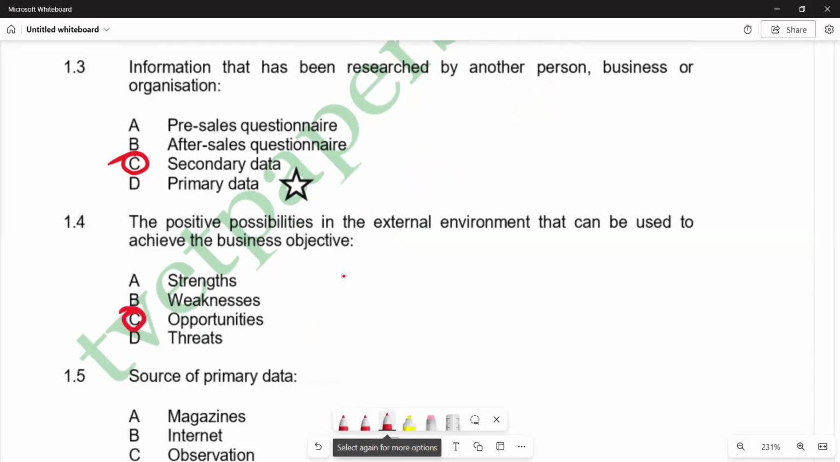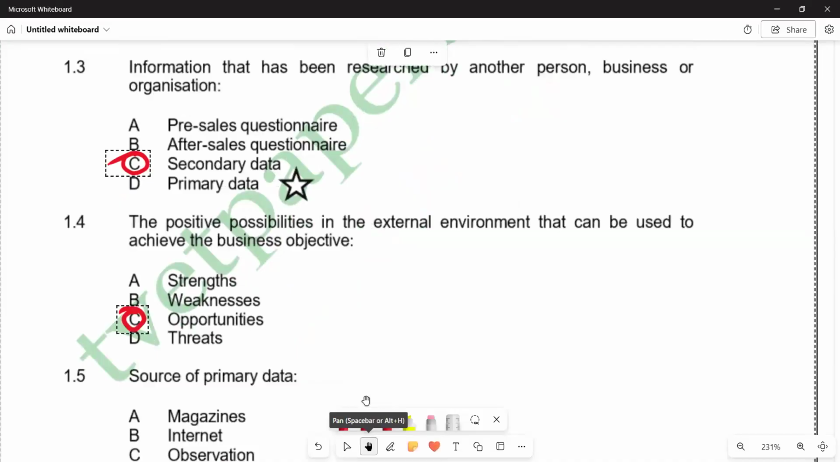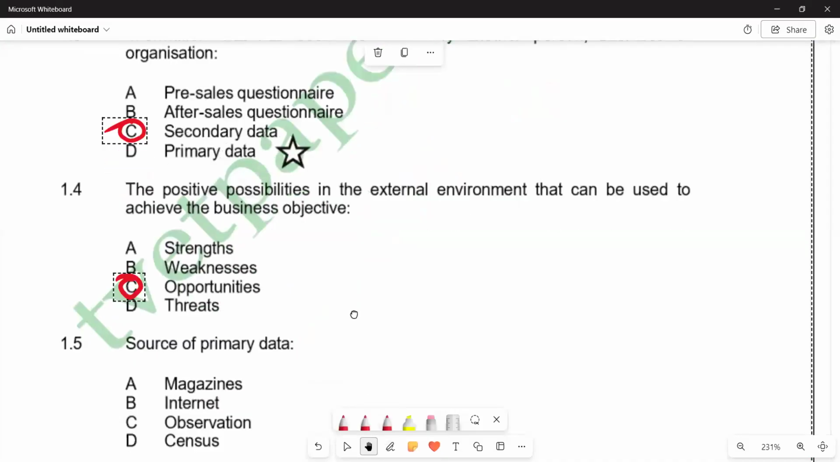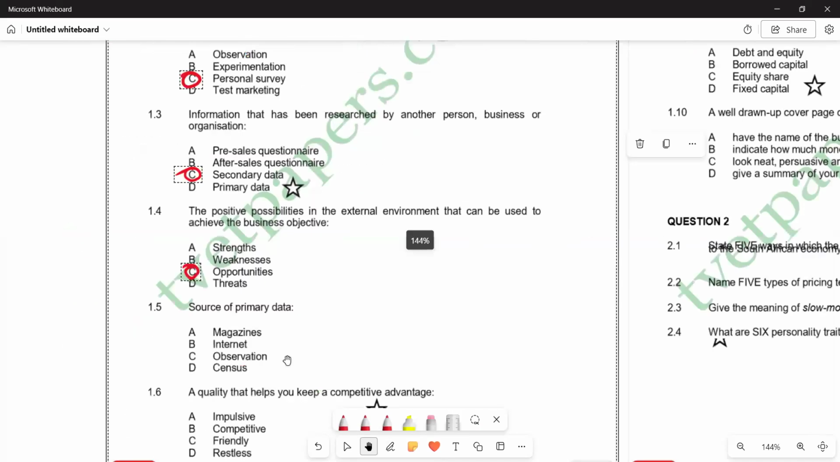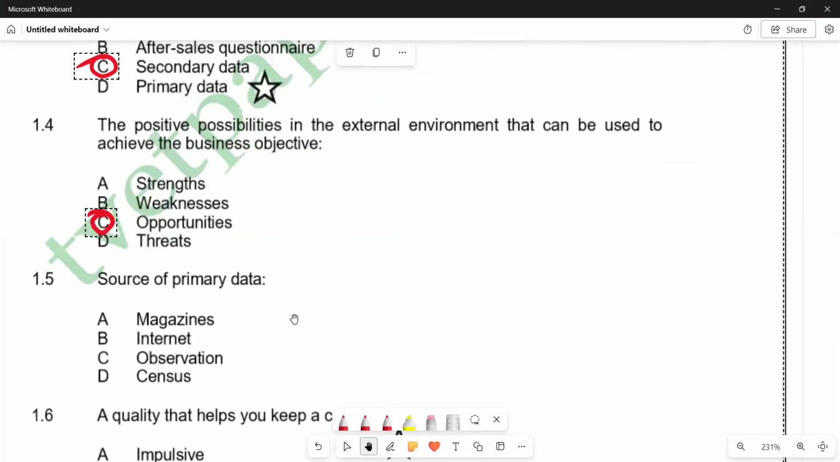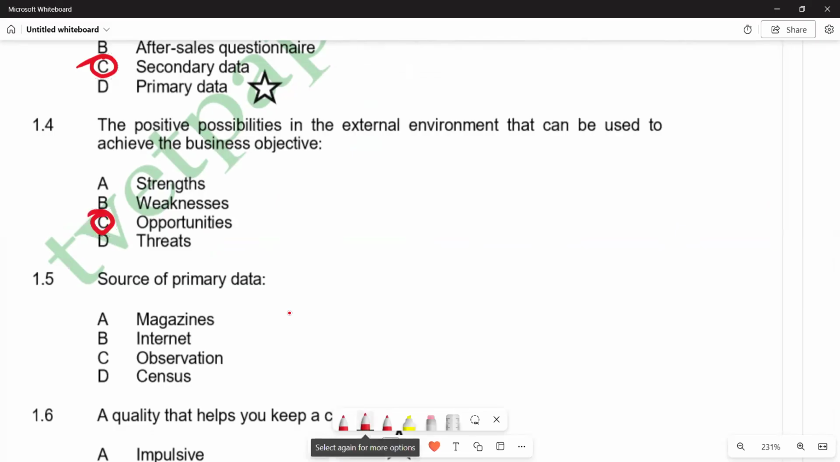Then we go to 1.5, source of primary data. Primary data, remember, is data that has not been modified, first-hand data. So where can we get it according to the information that we are given? Let's just try to see. We've got magazines. Magazines, obviously, have modified data. Internet, obviously, has modified data. And then observation, and then we have sensors. Of the sources that we are given, you would see that sensors is the most appropriate, which is D. So we can just indicate D as our correct answer.